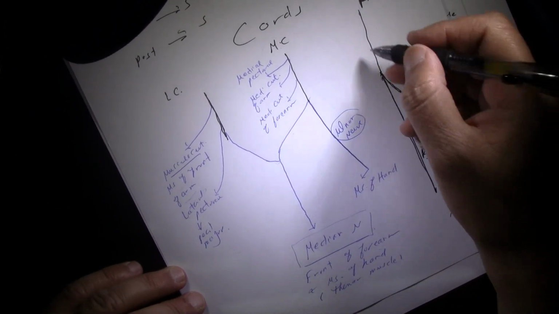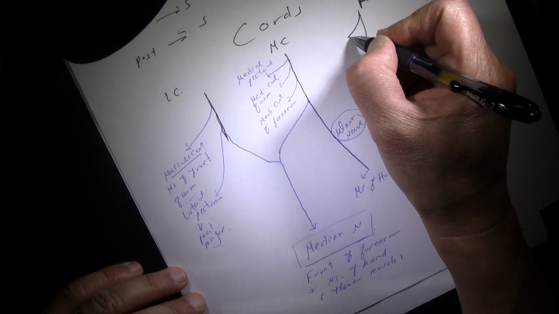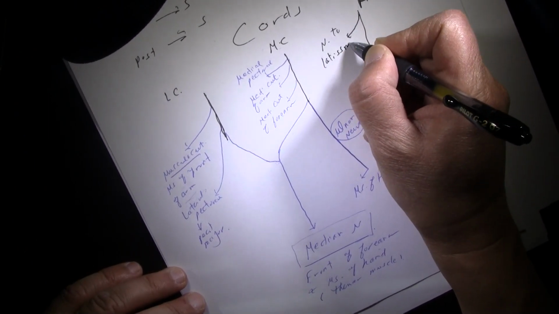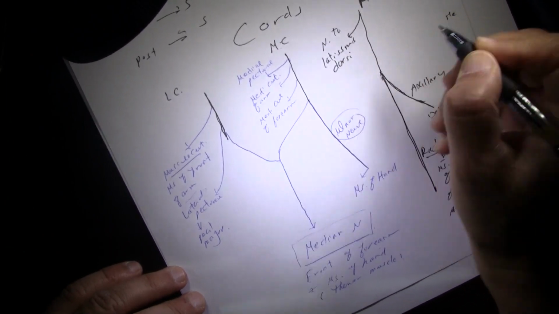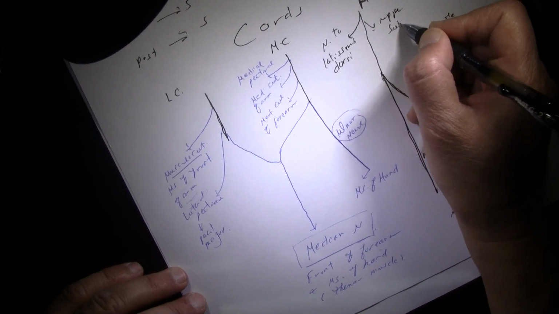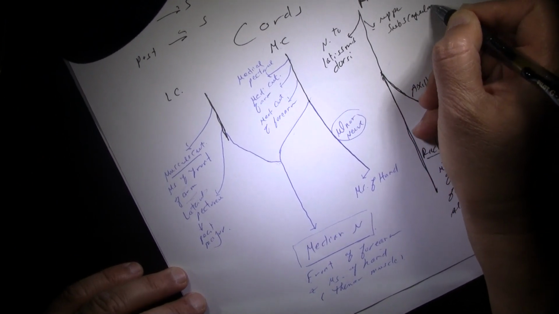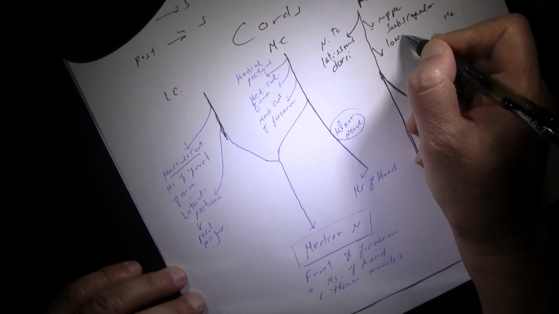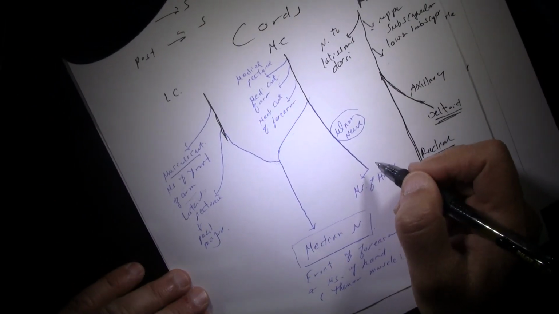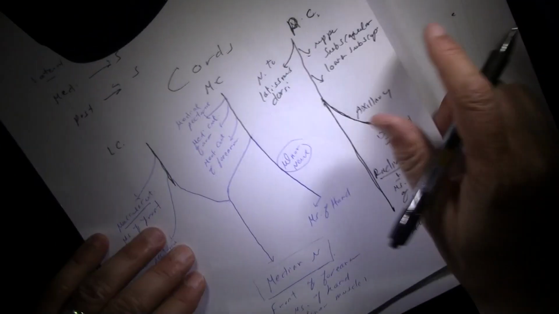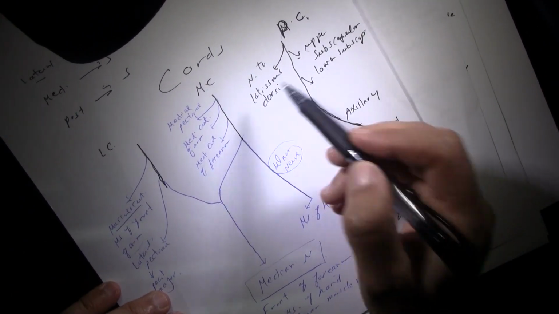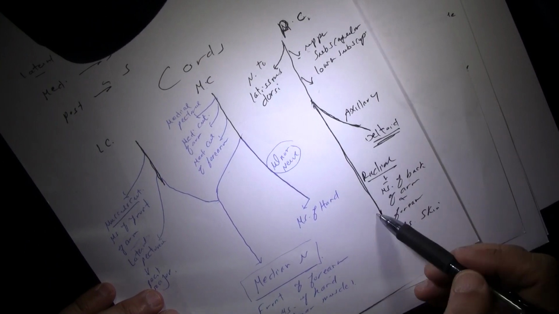Okay, what other branches? Nerve to latissimus dorsi muscle, upper subscapular, from the name to subscapularis muscle, lower subscapular, from the name to subscapularis muscle. So you have 5 branches: upper, lower subscapular, nerve to latissimus dorsi, axillary nerve, radial nerve.